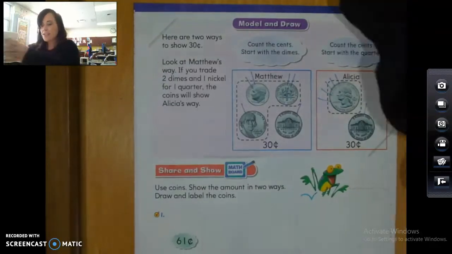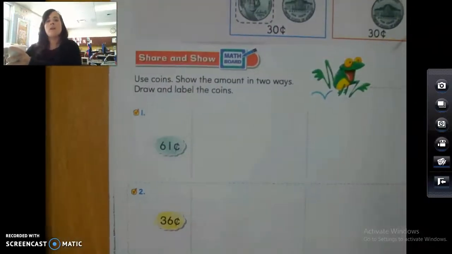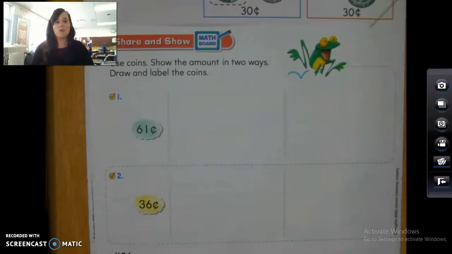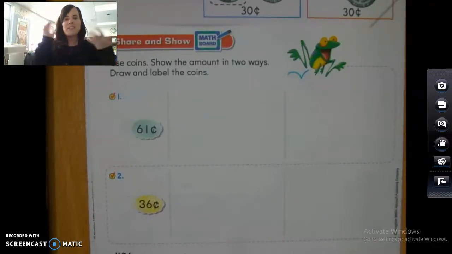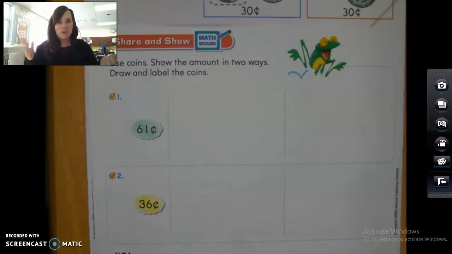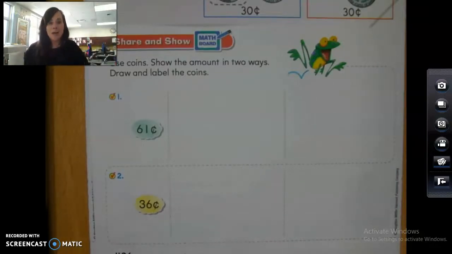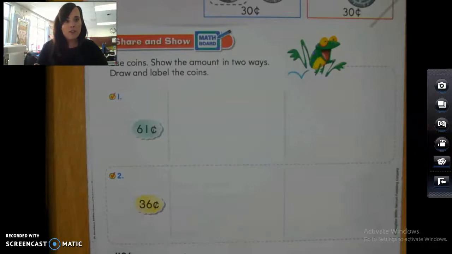Okay? So let's go ahead and go down to number 1. So it says use coins, show the amount in 2 ways, draw and label the coins. If you have coins at home, like if your mom or dad has a big coin jar, you can go ahead and get those coins and let's just practice together. I have some play coins that I'm going to use. And if you don't have any coins at home, that's not a big deal. But if you do, it's good to actually practice with real money. So you can go ahead and get those out.